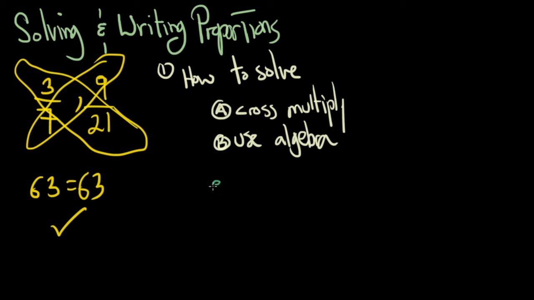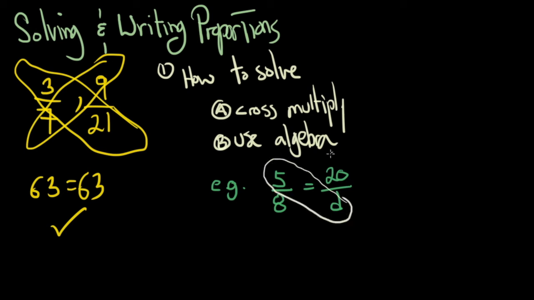So let's take some examples. Let's start off nice and simple. Let's just do 5/8. So you have a proportion 5/8, and let's say 20/d. There we go. So we're going to cross multiply. Now, I know some of you are looking at a shortcut right now. I'm going to talk about the shortcut in a second. But if I cross multiply, 5 times d is 5d.